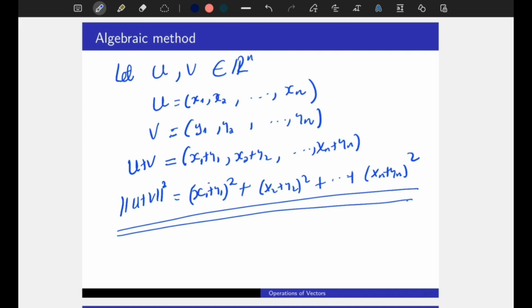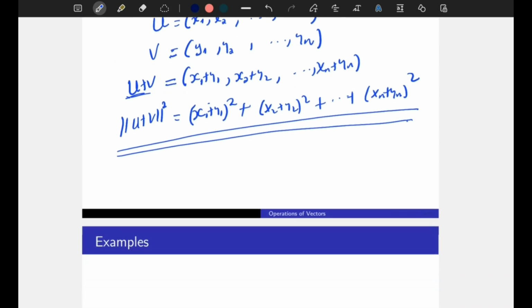So this is simply like the distance between two points, where the first point is the origin and the other point is this one, u plus v. So you can use the distance formula. This is the distance formula between two points.